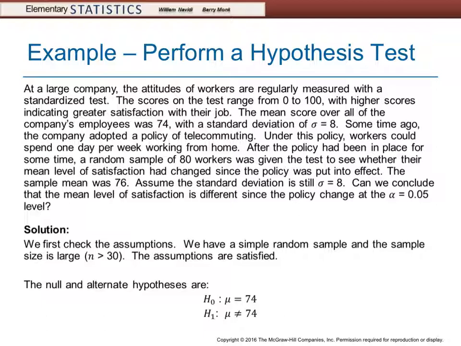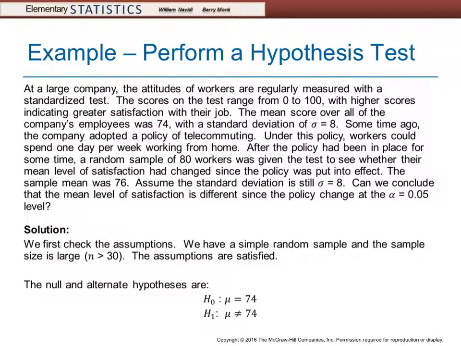Some time ago, the company adopted a policy of telecommuting. Under this policy, workers could spend 1 day a week working from home. After the policy had been in place for some time, a random sample of 80 workers was given the test to see whether their mean level of satisfaction had changed since the policy was put into effect. The mean was 76. Assume that the standard deviation is still sigma equals 8.